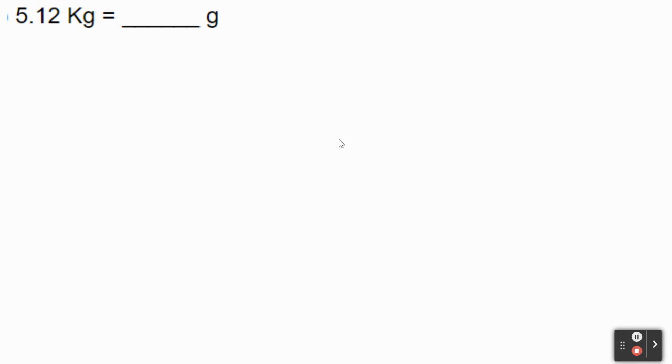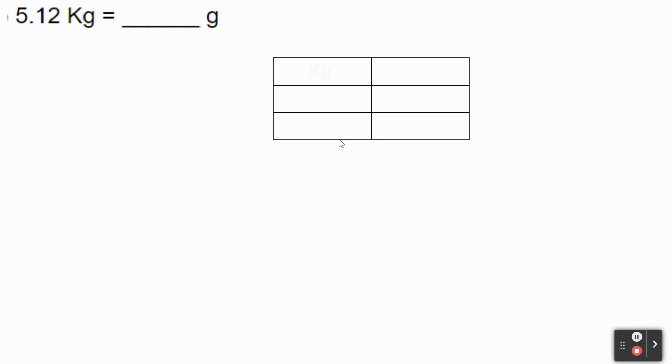Let's try another one. We're going from kilograms to grams. Here we have 5 and 1200ths kilograms. We'll create our table. On the left we'll put kilograms, and on the right we'll put grams. Here we're going to use the mnemonic device again to help us. Once again, we're starting with kilograms, going to grams, which is a unit.